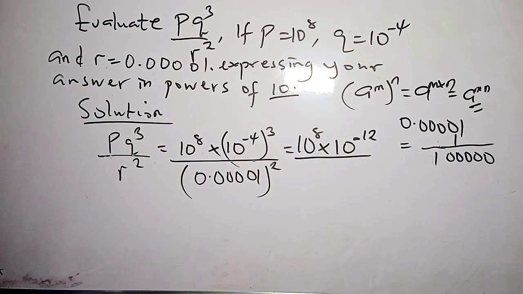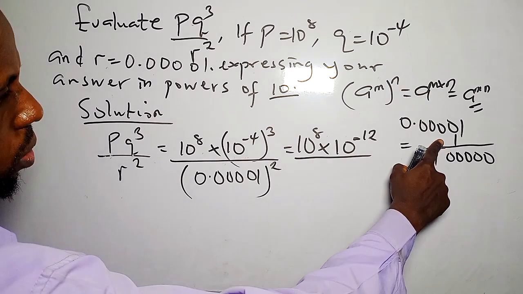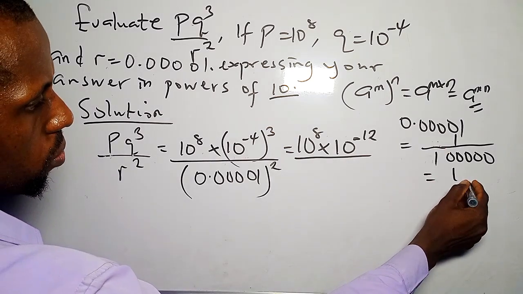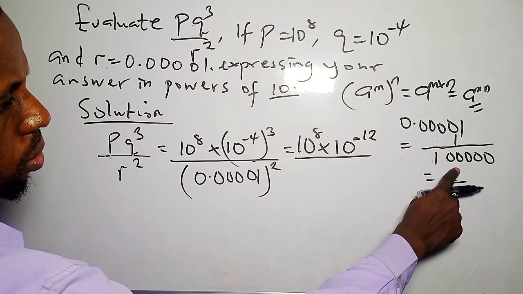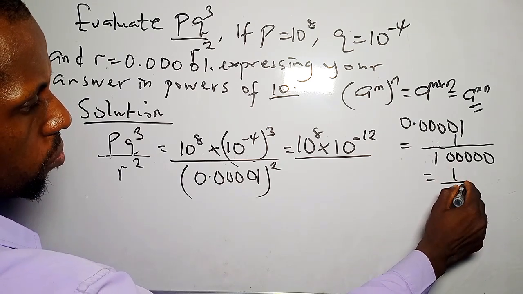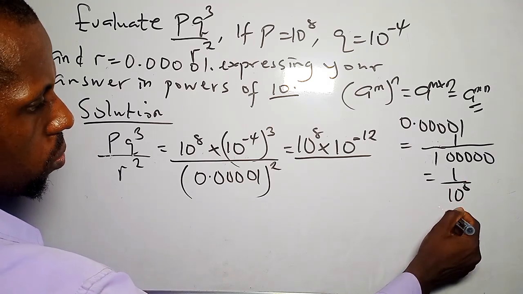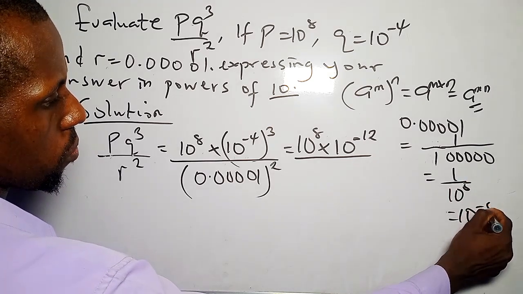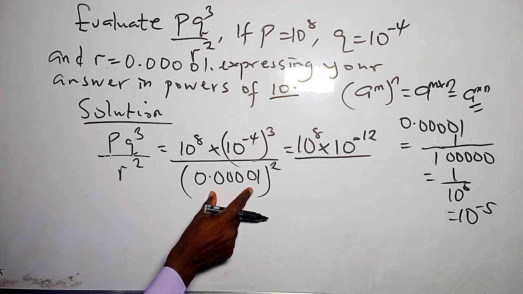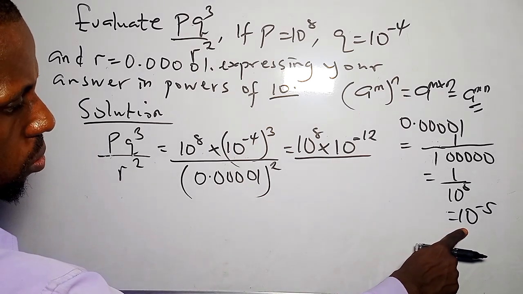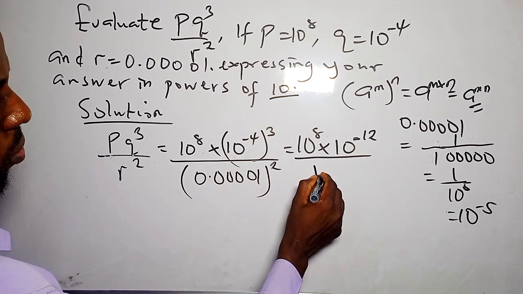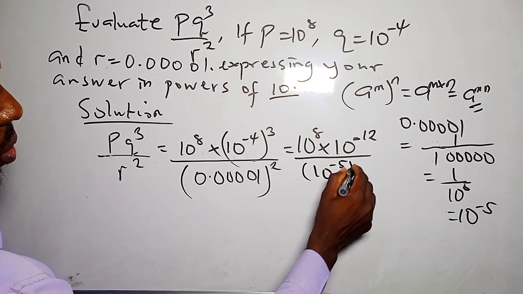With this, we can bring this down further by writing 1 divided by, putting this in index form. So we have 10 raised to the power 5, or we write it as 10 raised to the power minus 5. So we can transform everything within the bracket: 10 raised to the power minus 5, which is the same thing as this, 10 raised to the power minus 5, squared.